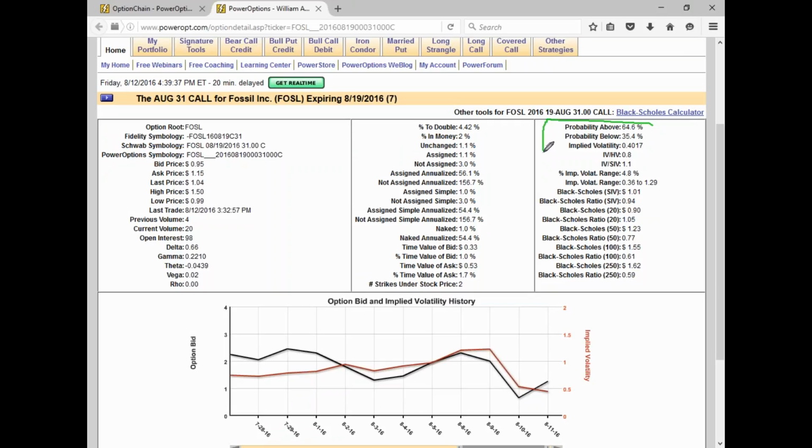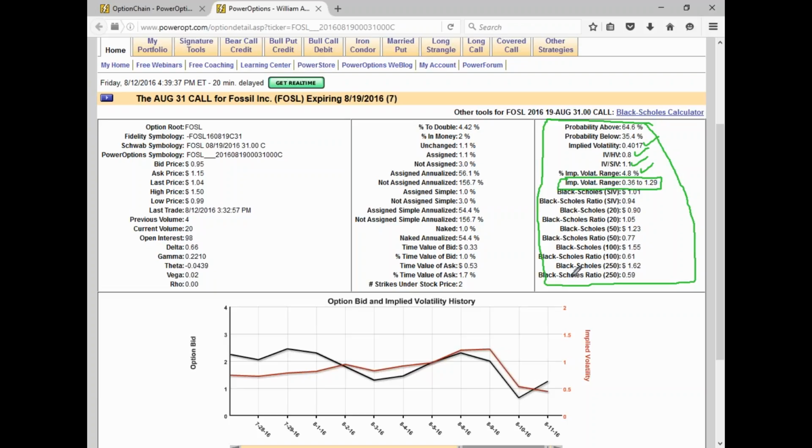And what we see over here on the far right-hand side on the quotes page is, in addition to the probability above and below, you've got a variety of implied volatility values. And what I mean is, you can see right here the current IV of the option, the IV over HV ratio, IV over SIV, the percent implied volatility range, and the total range of the implied volatility since this option was released.